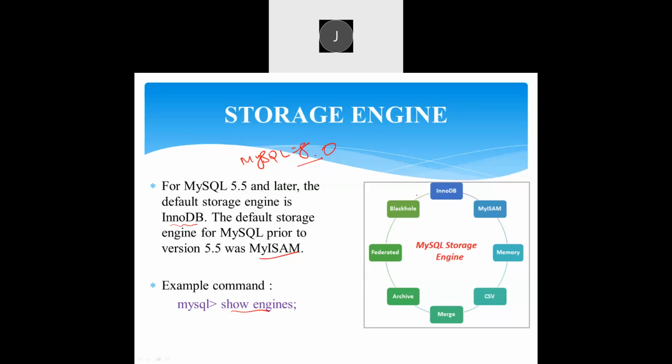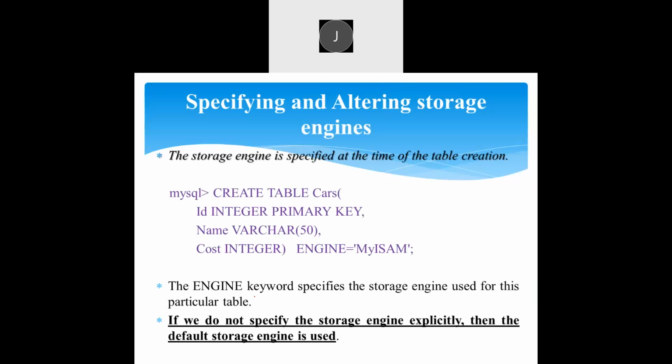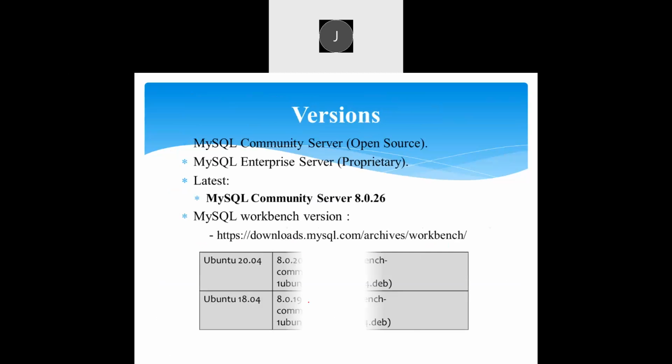There are these many storage engines available. How the data is stored and how you can access it is determined by these engines, by this software module. These are the examples, you can read through it. The storage engine can be specified at the time of creation. You can also create with a specific storage engine. We'll see this later on, and we'll see the versions and other things.